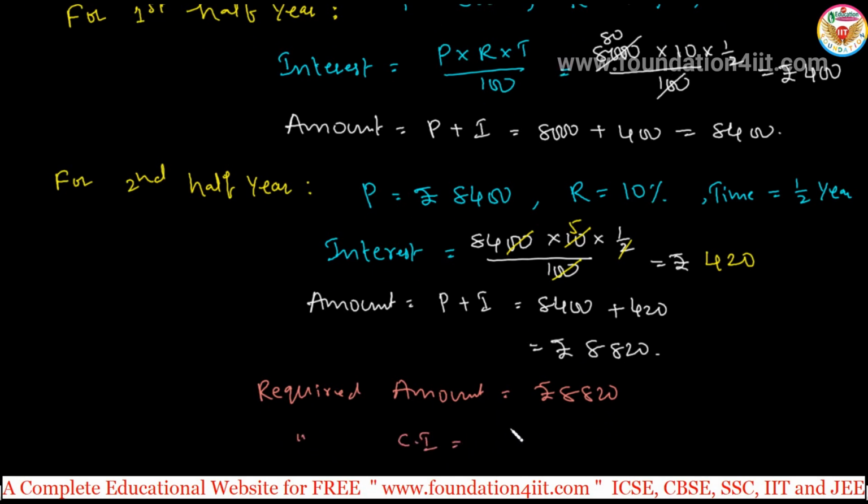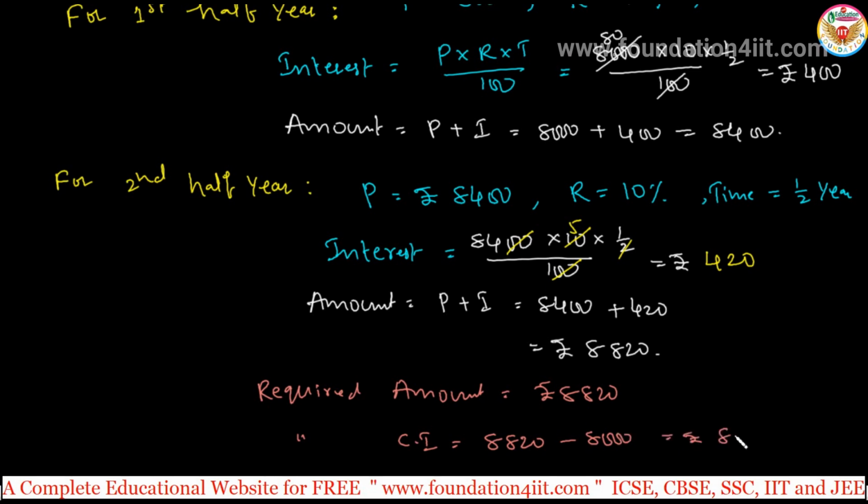Compound interest is always equal to the final amount, 8,820, minus the original principal, that is 8,000 in the given question. So rupees 820 is the compound interest. Final amount minus starting principal is the compound interest.